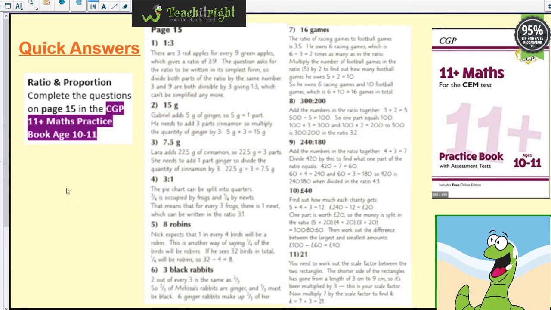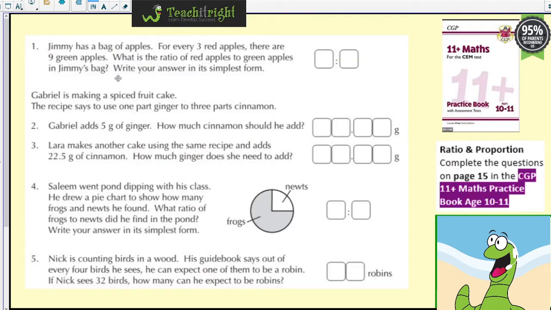Page 15 and 16 coming up straight away. So on to the first page, number 1. Jimmy has a bag of apples. For every 3 red apples, there are 9 green apples. So we have red to green. And if we want the ratio in its simplest form, where we're starting with 3 to 9, what can we divide 3 and 9 by?